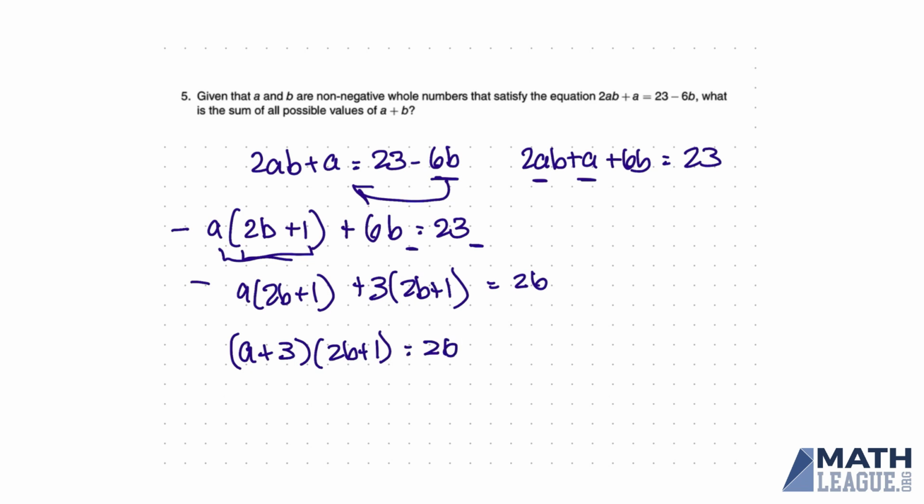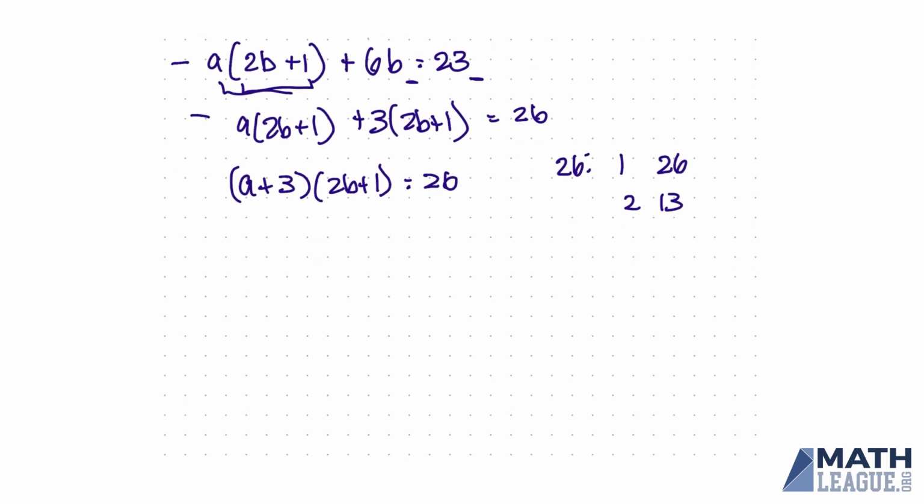And so what this equation tells us is that we have two numbers that are being multiplied together to give us 26. So let's write down all of the factors of 26 and try to make a few cases for what a plus 3 and what 2b plus 1 could be. So the factors of 26 are 1 times 26, and then 2 times 13. And technically you can have negative factors, for example, we could have -1 and -26, but because the question explicitly told us that a and b are both non-negative whole numbers, we are not going to be including those negative answers.